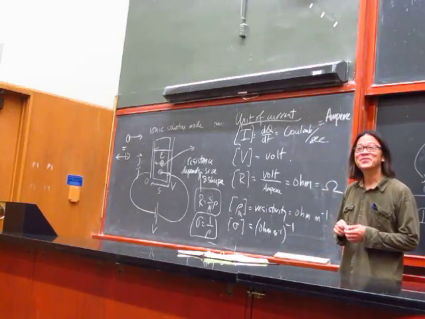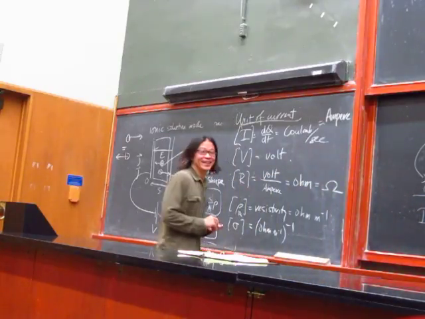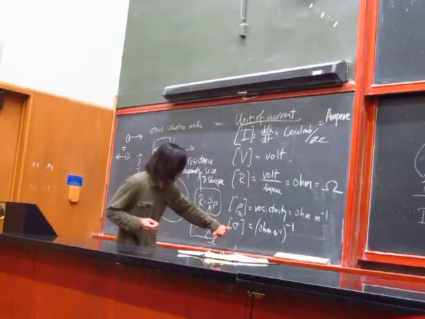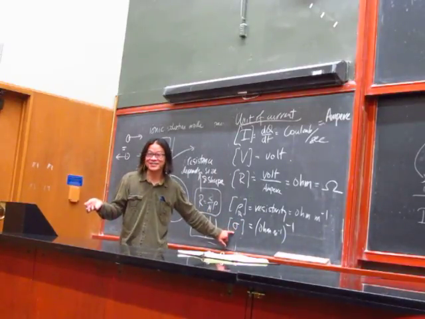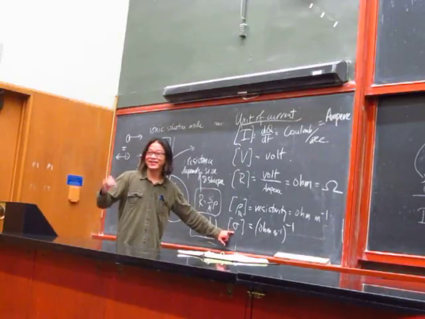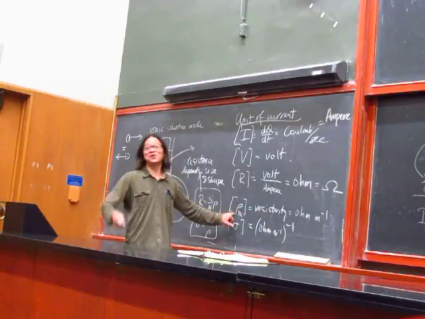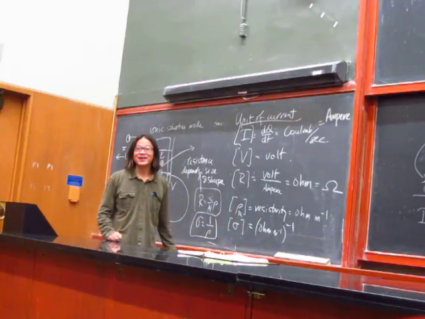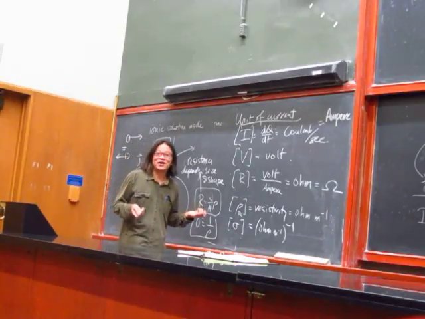I give up. All these things. Wait, so this sigma is conductivity, but it's also surface charge density. How do you remember? And rho is resistivity, but it also means volume density. Right? You just have to get used to it.